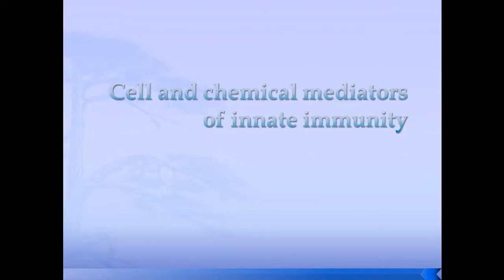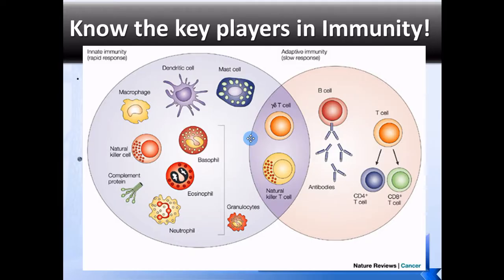Okay, so we've had a brief introduction to three lines of defense. We talked a little bit about inflammation, and we're going to go into more detail about some of the specific cells and some of the chemical mediators that are involved. So when we talk about the different types of immune system, you can look at the three different categories, the first, second, and third line of defense.